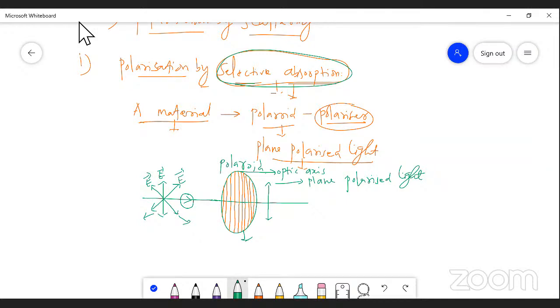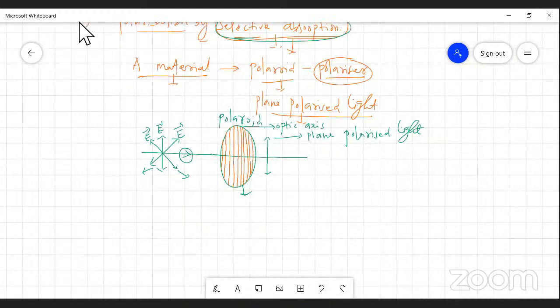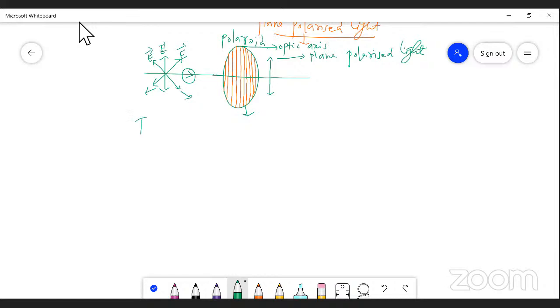Now, in 1932, the American scientist Edwin Land developed a thin commercial sheet of transparent Polaroids. Tourmaline crystal is a natural polarizing material. Tourmaline is one such crystal.